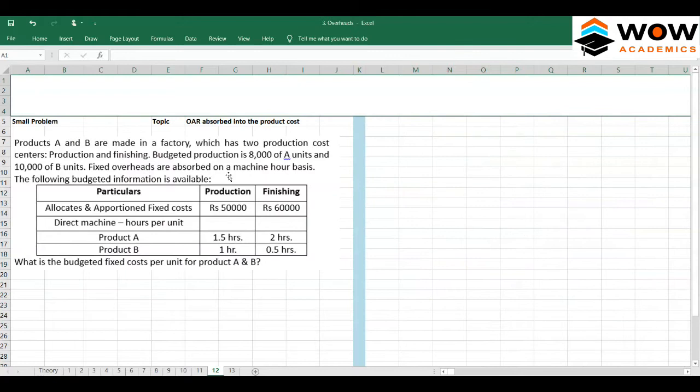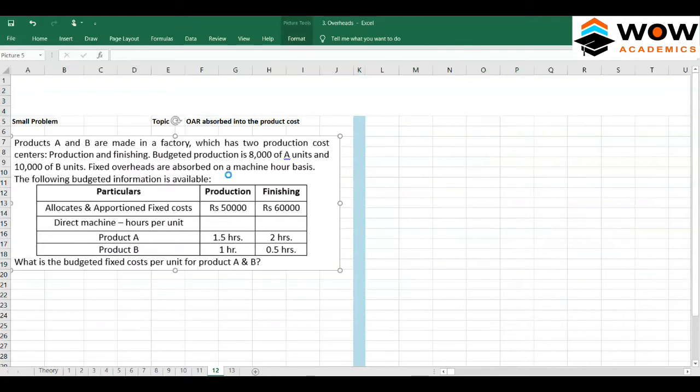So we'll read this sum and we'll try to answer this. Products A and B are made in a factory which has two production cost centers, production and finishing. Budgeted production is 8,000 units of A and 10,000 units of B. Fixed overheads are absorbed on machine hour basis. In the last sum we saw several bases. Here they are giving you one basis alone.